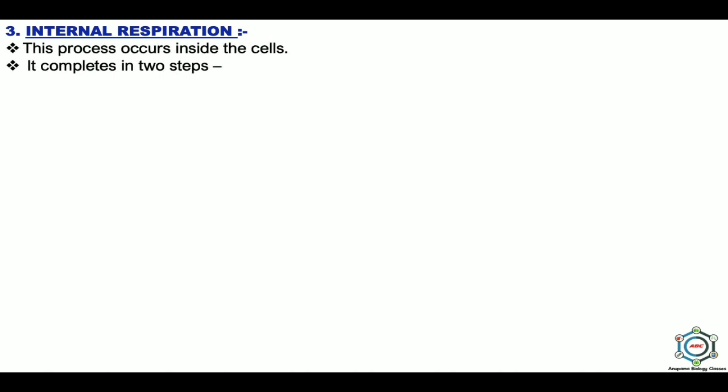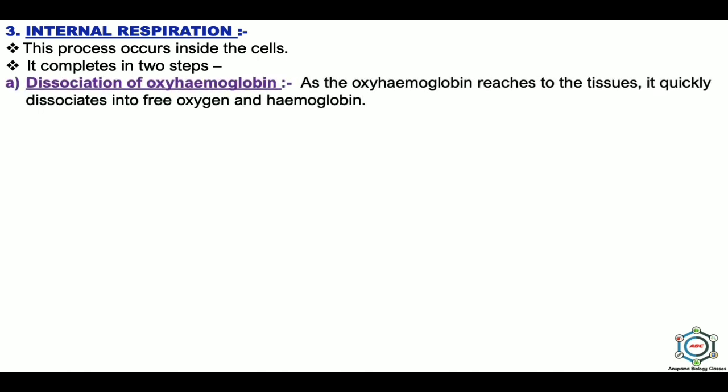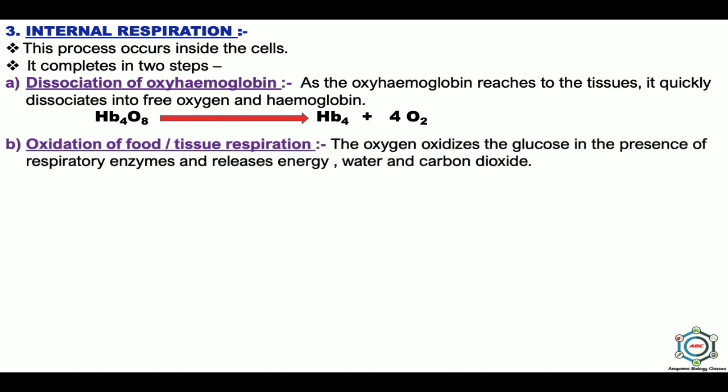Now the third, that is internal respiration. This process occurs inside the cells, so it is known as tissue respiration. It completes in two steps. So the first one is dissociation of oxyhemoglobin. As the oxyhemoglobin reaches the tissue, it quickly dissociates into free oxygen and hemoglobin. The oxygen enters into tissue, whereas the hemoglobin returns back to the RBC to pick up more oxygen. And the second is oxidation of food, that means tissue respiration.